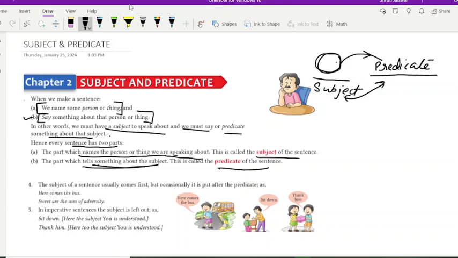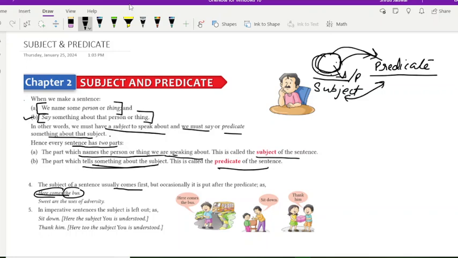The part which names the thing or person is known as subject, and anything we tell about this subject is known as predicate, right? The subject of a sentence usually comes first, but occasionally it is put after the predicate, as in 'Here comes the bus.' The bus is the subject here, and 'here comes' is the predicate. What are we speaking about? We are speaking about the bus, and hence the bus is the subject, and the rest of the sentence, 'here comes', which we are predicating about the subject, is the predicate.